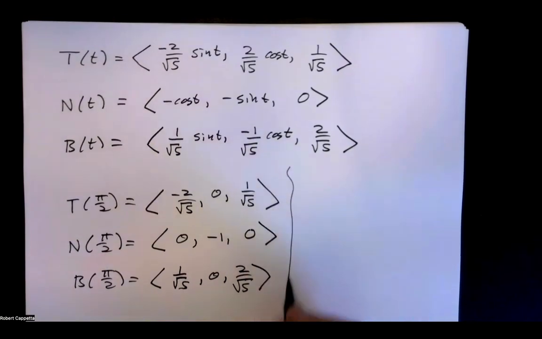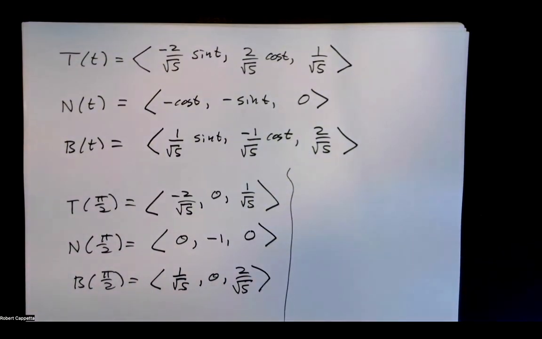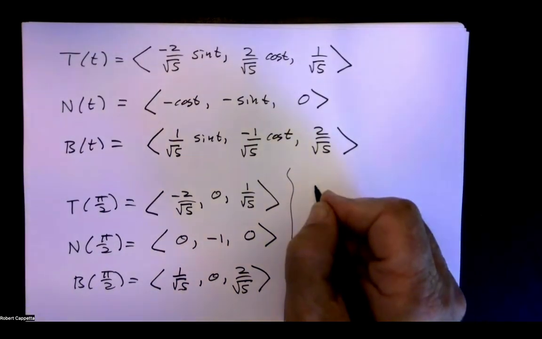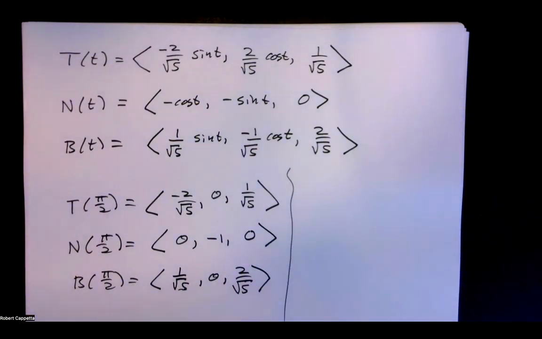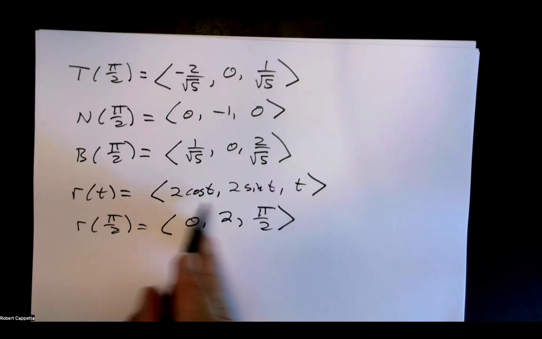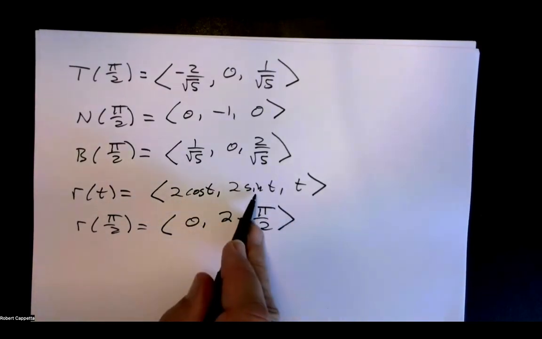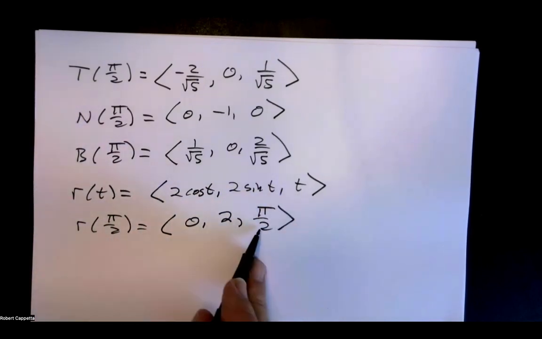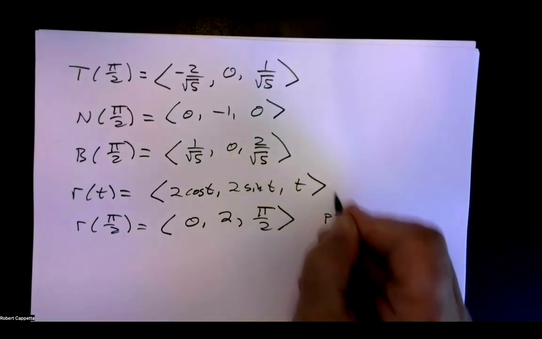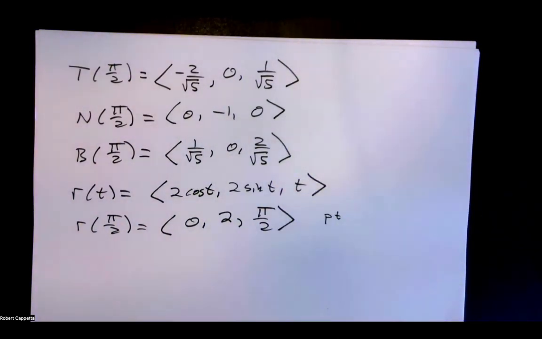So the value we need to place this at is what r of pi over 2 is. So let's go back and remember what r was. So r of t was 2 cos t, 2 sine t, t. So at pi over 2, cosine is 0. Sine is 1 times 2 is 2. T is pi over 2. Our value here is pi over 2. So this is going to be our point. And then we're going to put these three vectors in. So let's take a look at that on the 3D grapher. So let's pull up the graph so we can see what it looks like.